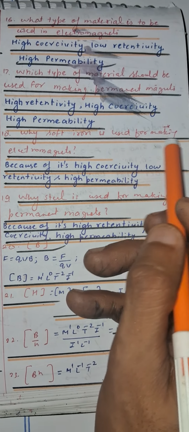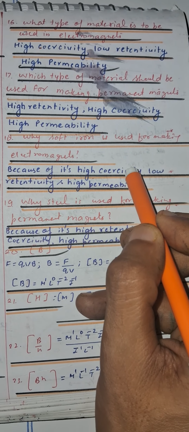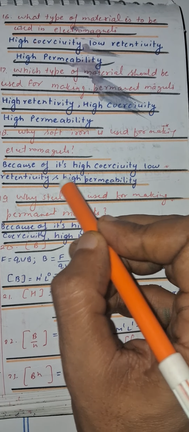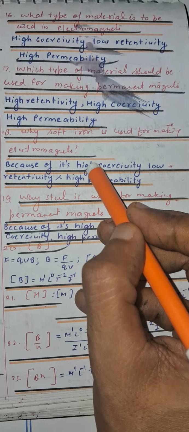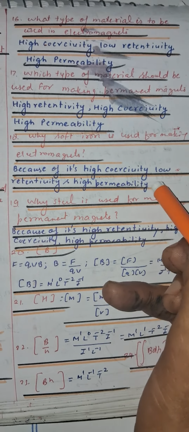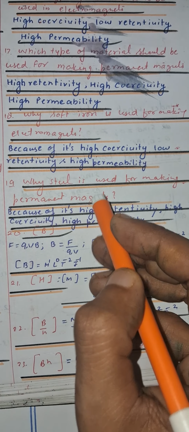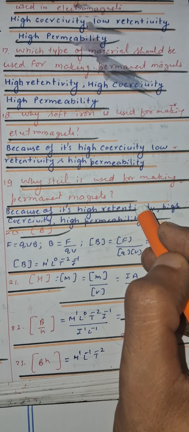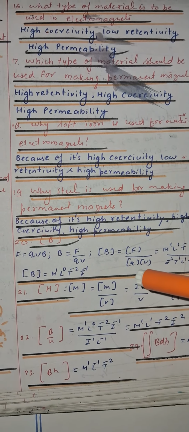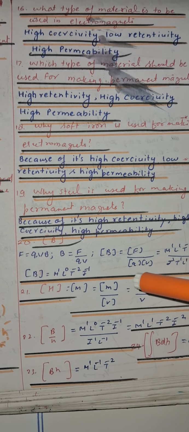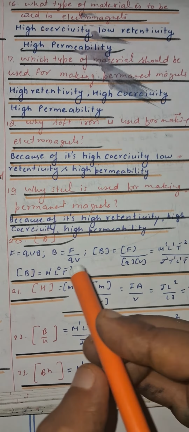Then, why is soft iron used for making electromagnets? Because of its high coercivity, low retentivity and high permeability. I repeat: high coercivity, low retentivity, high permeability. Then, why is steel used for making permanent magnets? It is because of high retentivity, high coercivity, high permeability. These questions are asked many times in NEET and JEE Main. So these are important concepts, and they have been used in PYQs.